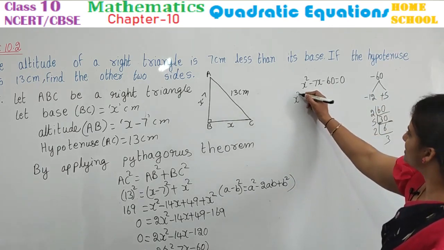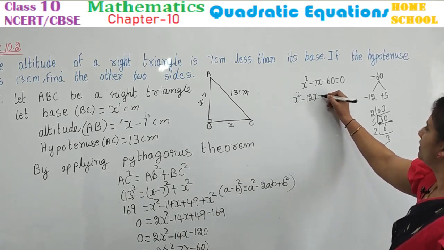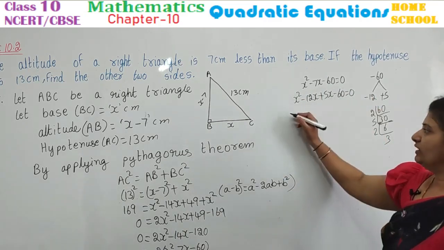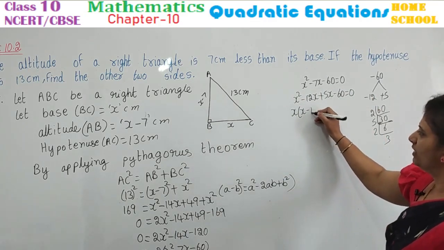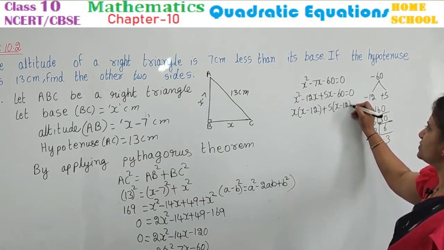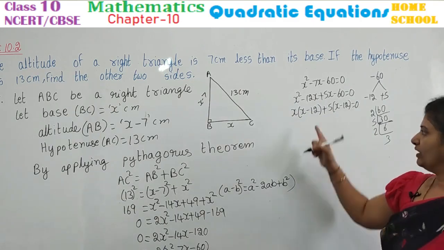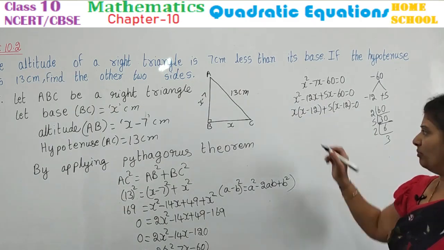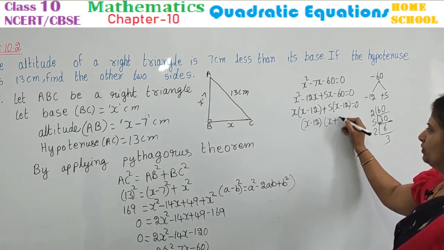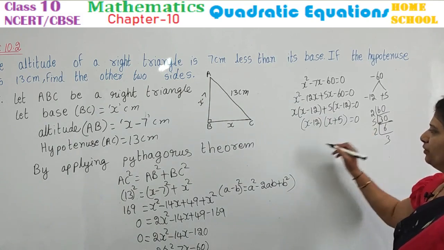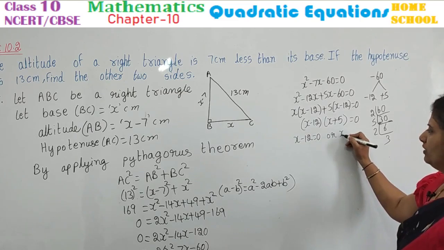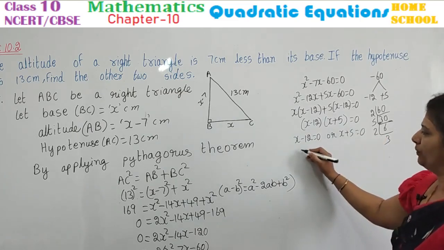Split the term now. X square minus 12x plus 5x minus 60 equal to 0. Take out x common: x minus 12, plus take out 5 common: x minus 12 equal to 0. In these two, x minus 12 is common. (x minus 12) into (x plus 5) equal to 0. X minus 12 equal to 0 or x plus 5 equal to 0.